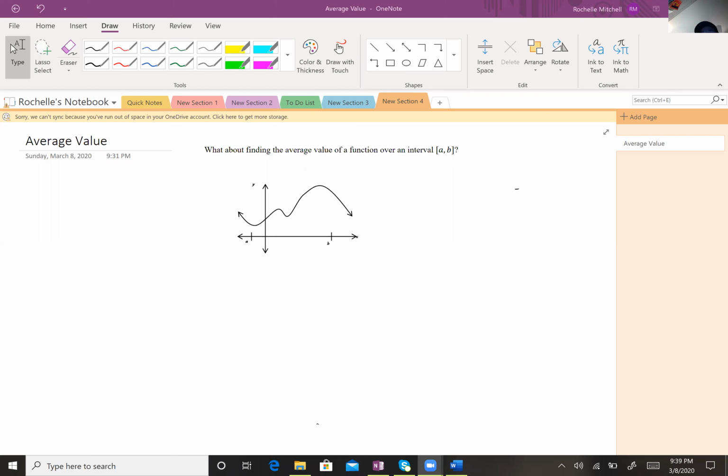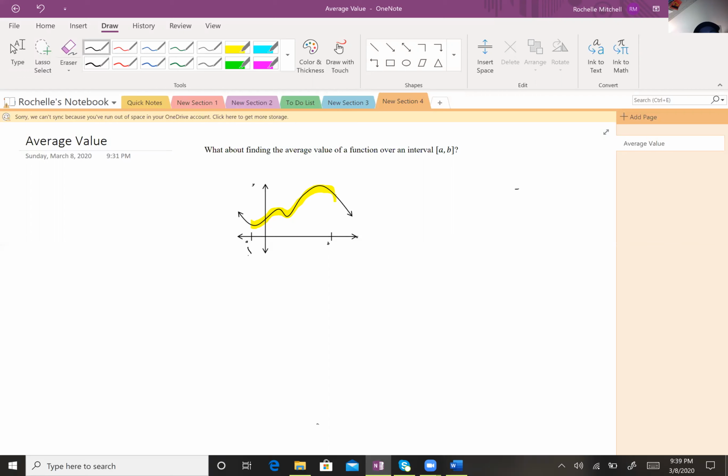But if we want to find the average value of a set of numbers, we just add up those numbers and divide by how many there are. So here, we want to find the average value of all the y values on this curve from a to b. Now, in order to do that, we're going to be adding the f of the y values.